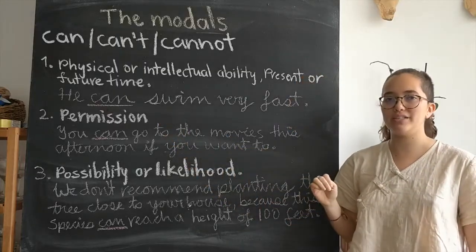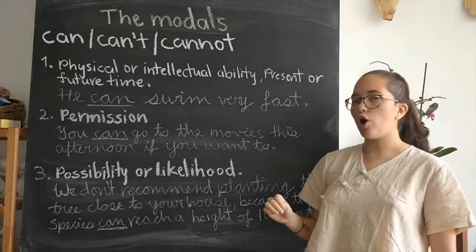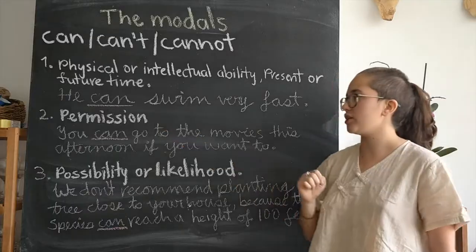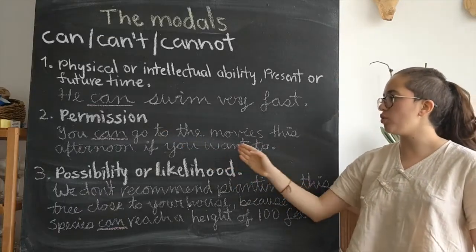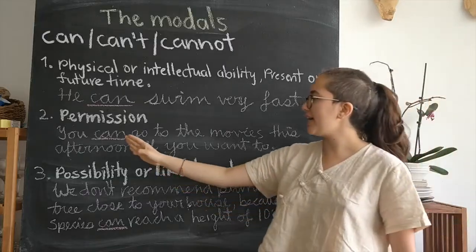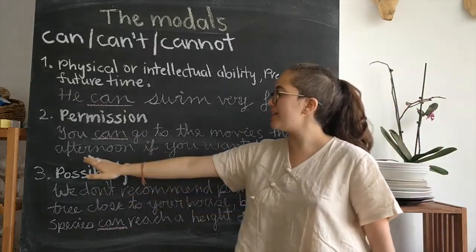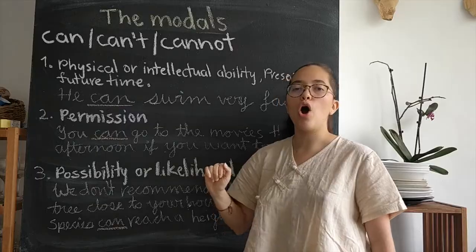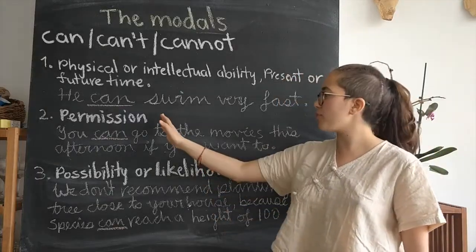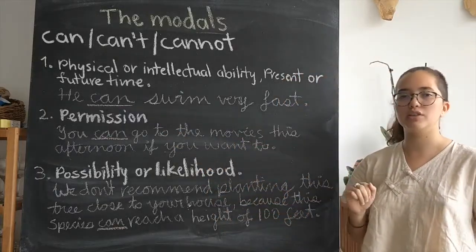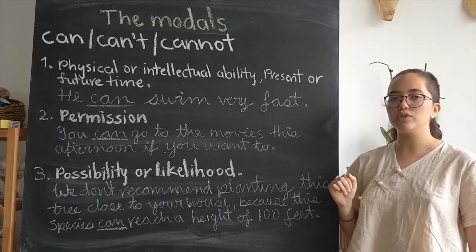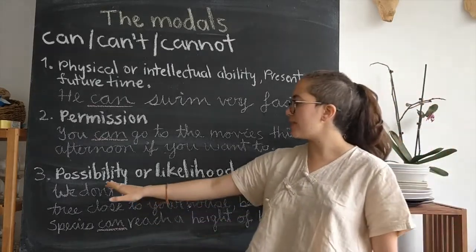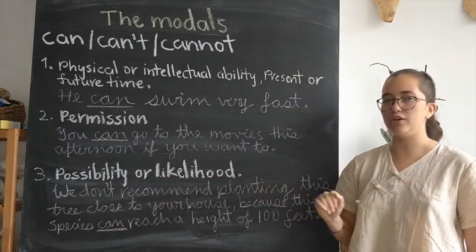So he can swim. We can also use can to ask permission. You can go to the movies this afternoon if you want to. Here, can expresses that this person, you, are allowed to or have permission to go to the movies. So you can go. And the final way we can use can is to express possibility or likelihood.